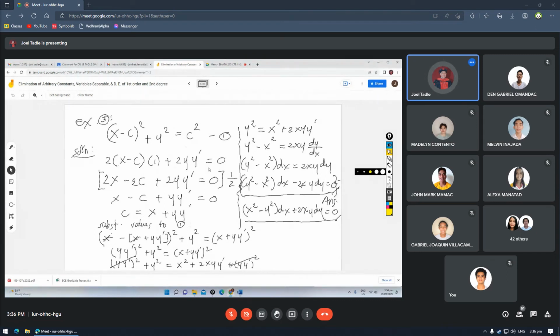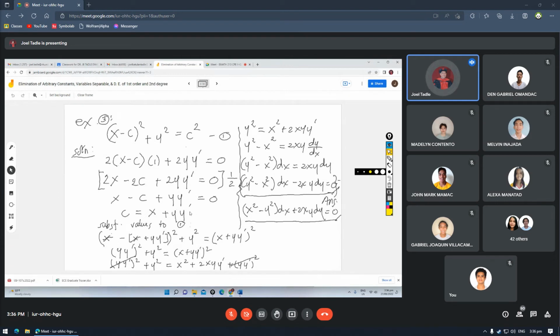Then, after that, atong gi-simplify by multiplying both sides by 1/2. Ma-eliminate na to ang 2. So, x na lang. Ma-eliminate na to ang negative 2. So, negative c na lang ang mabilin. Then, y prime equals 0. 0 times 1/2 is 0. No?